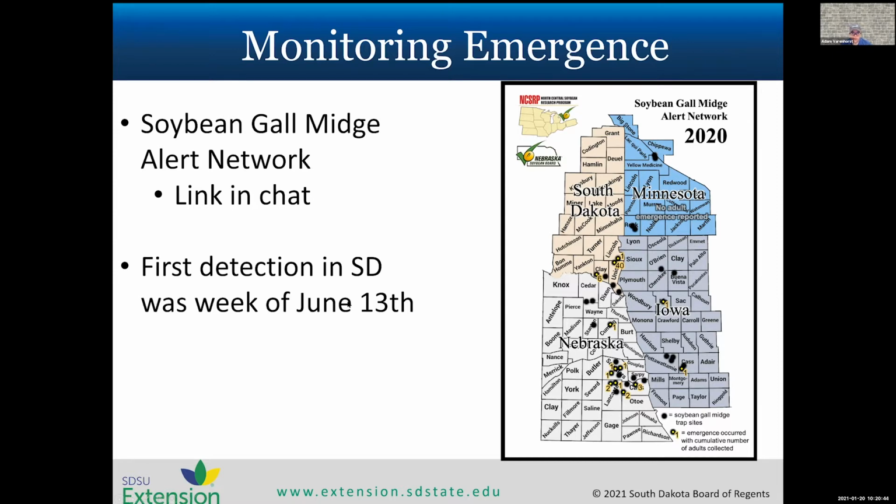For South Dakota, the first detection was the week of June 13th. You can see the black circles represent cages, and where you see the numbers, that's where we were seeing adults. A cooperator with Pioneer was nice enough to put those cages out for us this year. Due to COVID, it was a little bit trickier for us to do this research.